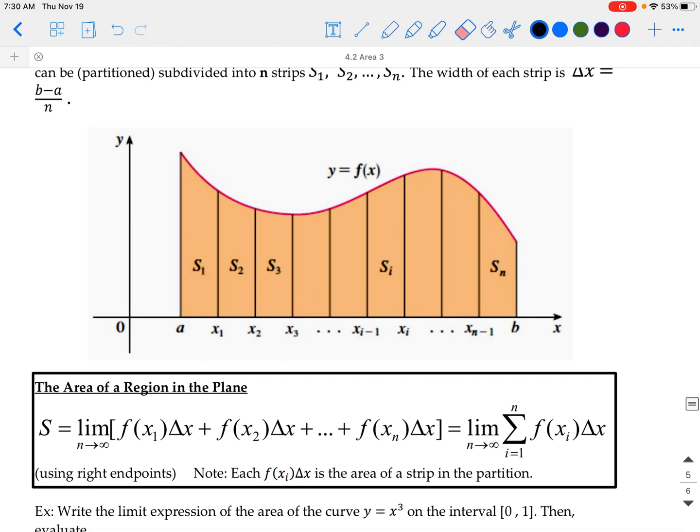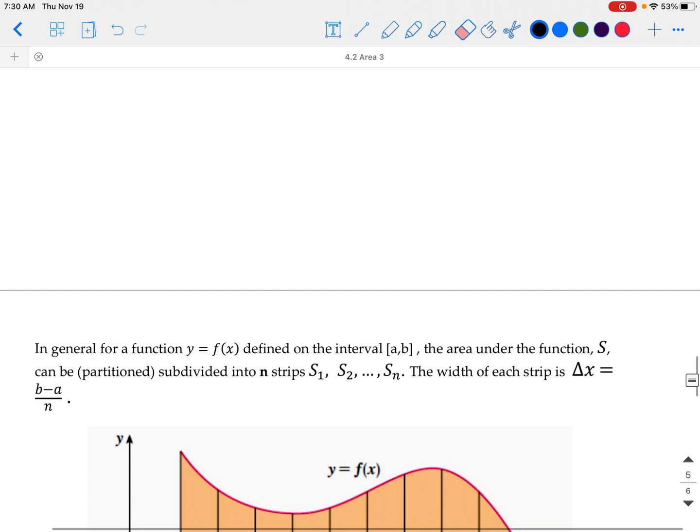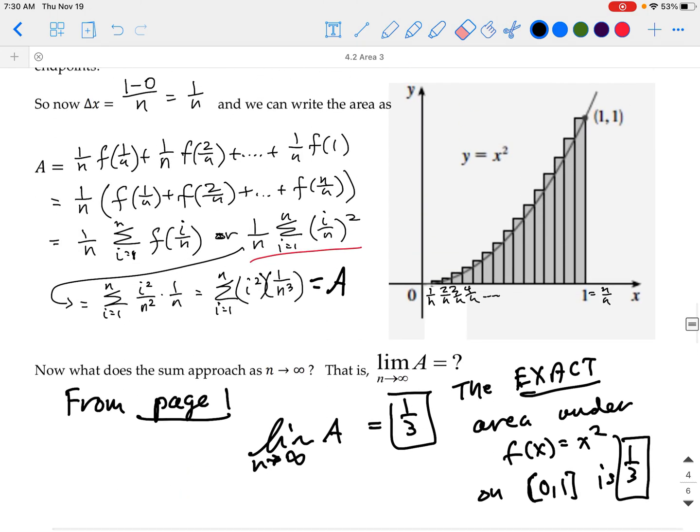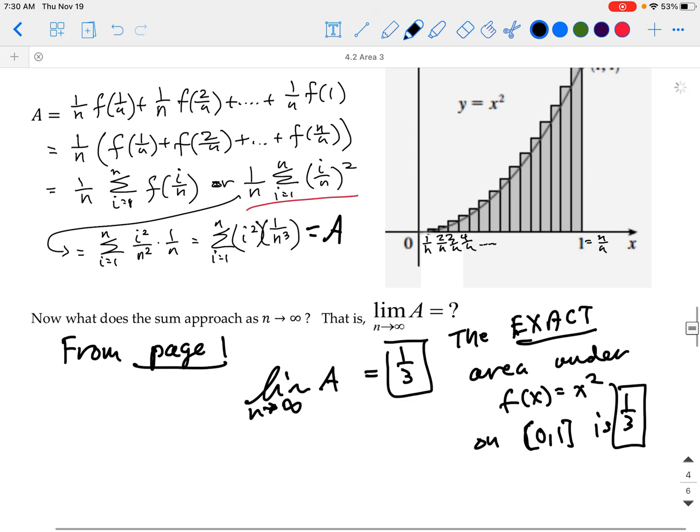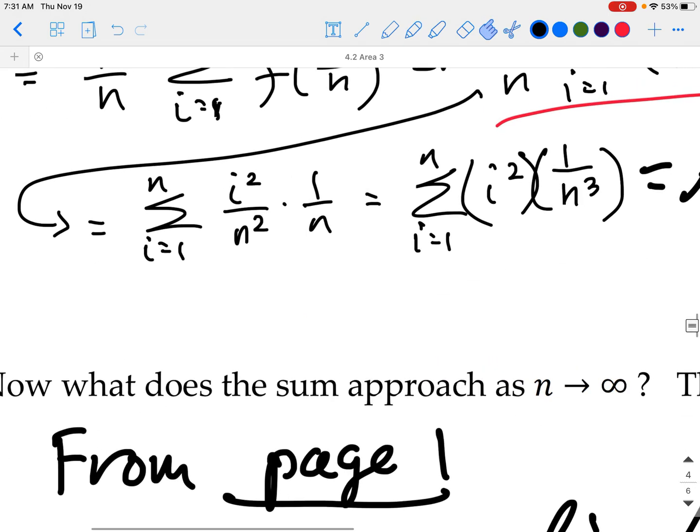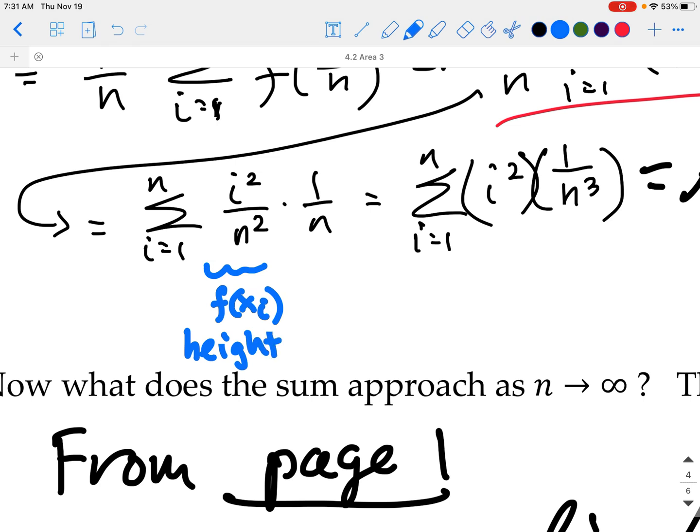So the area of the region in the plane, right, so underneath that curve, is going to be represented by this infinite limit of this combination of expressions. And we'll just note that this was our f of x's, right? F of x sub i's, you could call them. So this was our function value, which was the height of each rectangle. And then this 1 over n is delta x, which is the width, right?